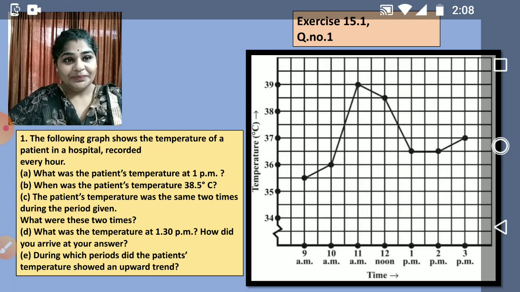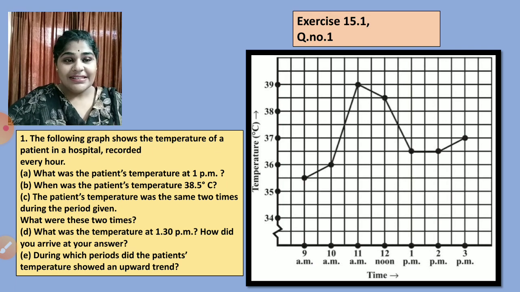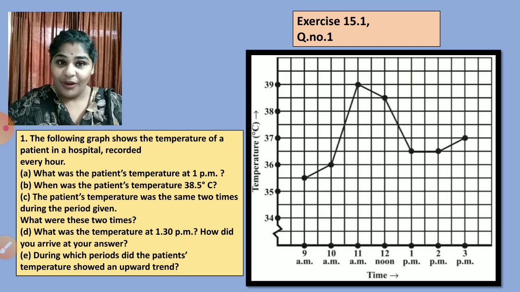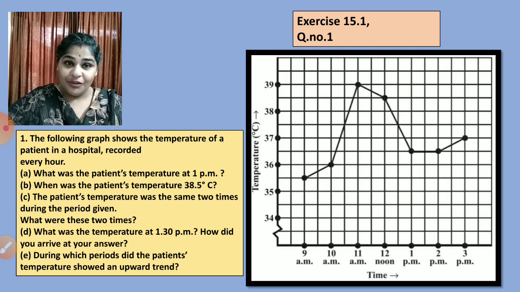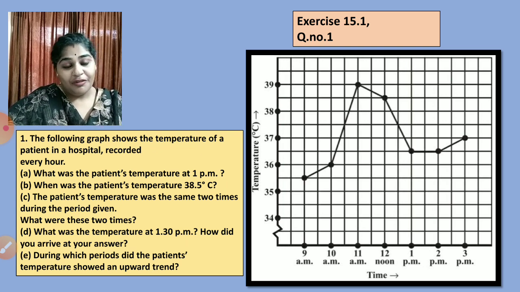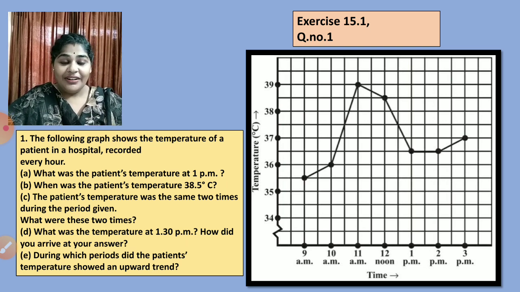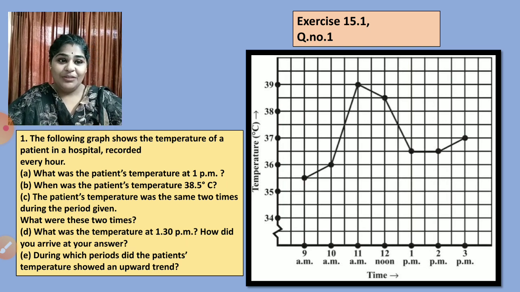So let us begin. This is exercise 15.1, question number 1. The following graph shows the temperature of a patient in a hospital recorded every hour. So a few questions are given based on the graph, children. The graph is already drawn for you, so no need to draw it once again in your book or on graph paper. You will not be drawing this graph. Only you will be writing the question answers in your classwork. So the graph is already given to you. Let us see what it is.